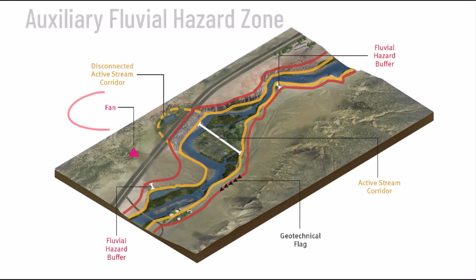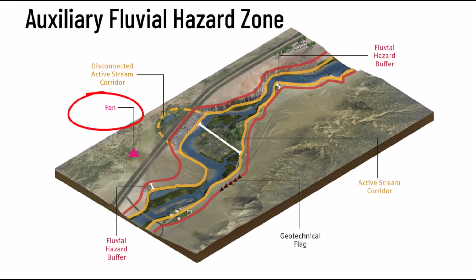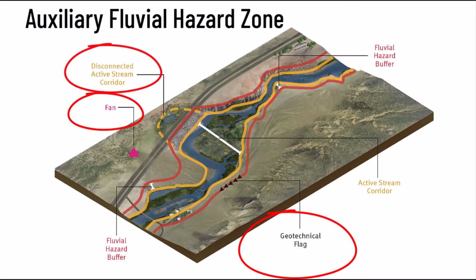Additional flood hazards also exist in or adjacent to Colorado stream corridors. We call these auxiliary fluvial hazard zone components. They're important to understand and map as they've resulted in costly damage to Colorado communities over the years. We'll now explore these auxiliary fluvial hazard zone components.